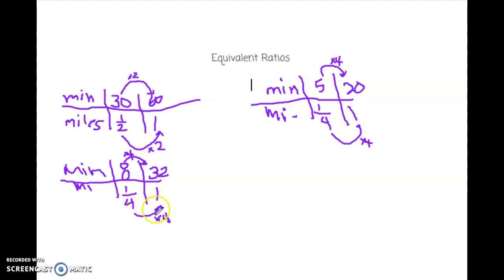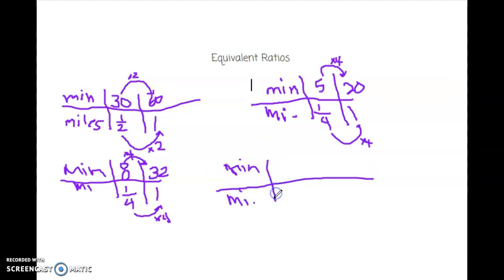I wonder if that always is the case. If we take our denominator and multiply by it, are we going to get our minutes per mile? Does it always work that way? Let's keep looking at this. Let's set up another problem. Minutes over miles. And hopefully you're writing this right along with me.